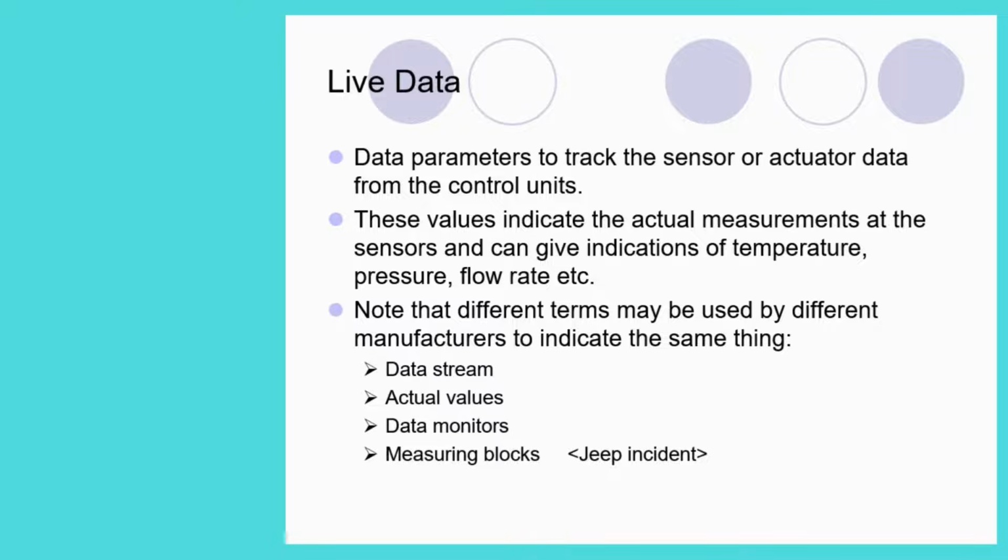With experience, one can identify what certain values certain sensors should be reading, and use this data to identify malfunctioning sensors. Note that different terms may be used by different manufacturers to indicate the same thing: data stream, actual values, data monitors.